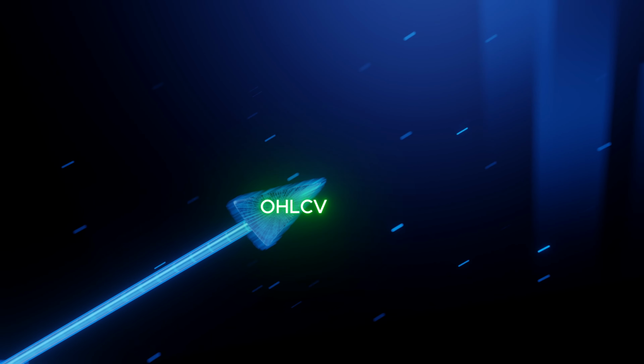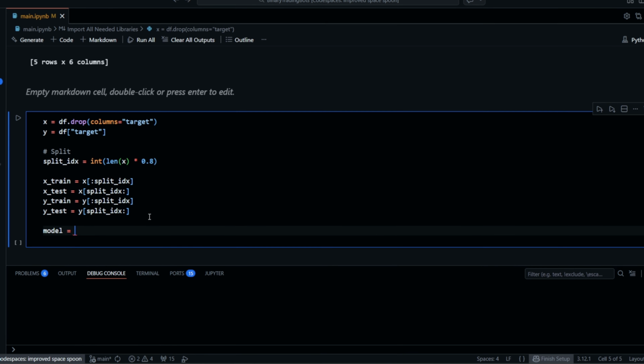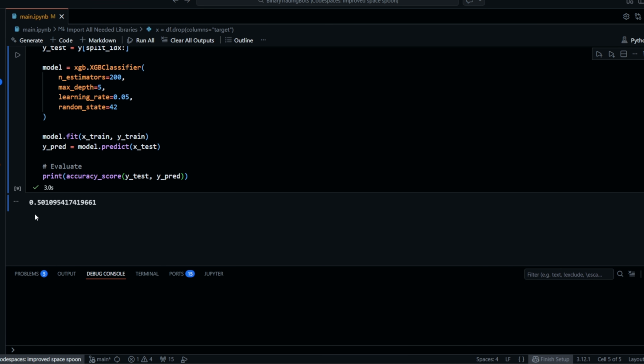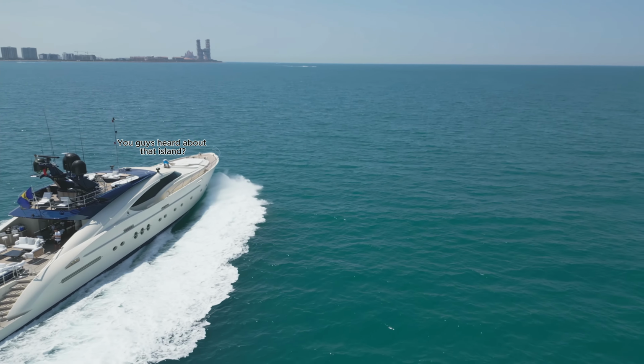First attempt, I threw raw OHLCV data straight into XGBoost. No indicators, no pre-processing wizardry. The results, 50% accuracy, a coin flip, an absolutely mediocre coin flip. And honestly, that's the correct answer. Markets are noisy. Short-term price direction is one of the hardest things to predict on the planet. If raw OHLCV data spat out 70% accuracy, we'd all be retired on a yacht somewhere. The fact that we're not tells you something.